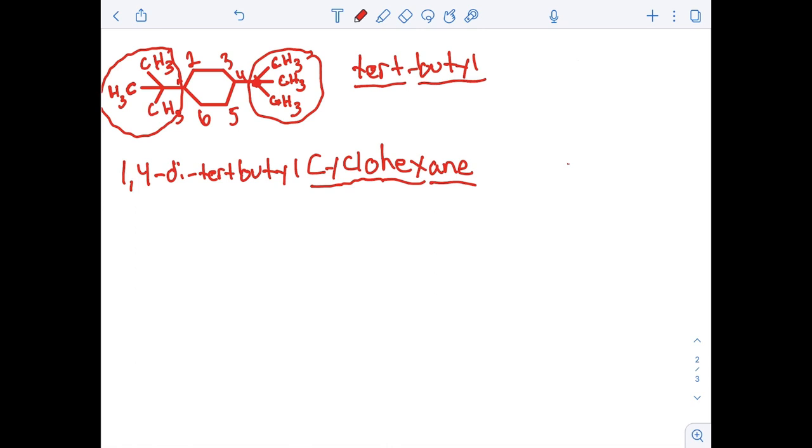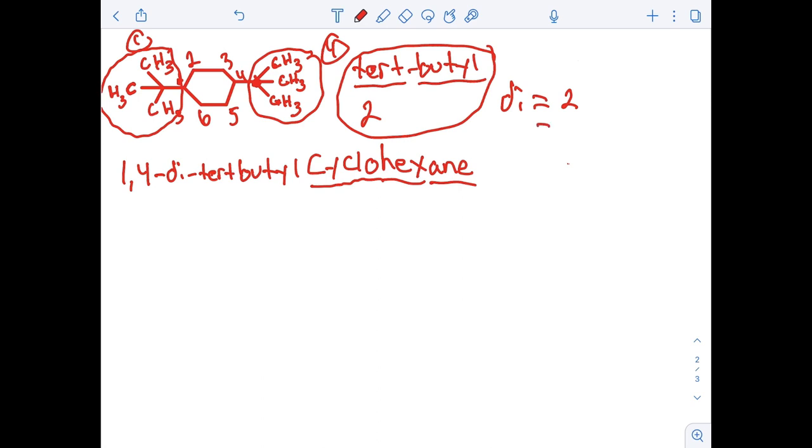cyclohexane. So this is the 1 carbon is 1. This is the 4th carbon is 4. So that's where you get your 1, 4. You have 2 tert-butyl groups. So you have 2 of these groups here. So di equals 2. If you had 3, that would be tri. It's a butyl group. So this is a common name. So it's 1, 4 di-tert-butyl cyclohexane.